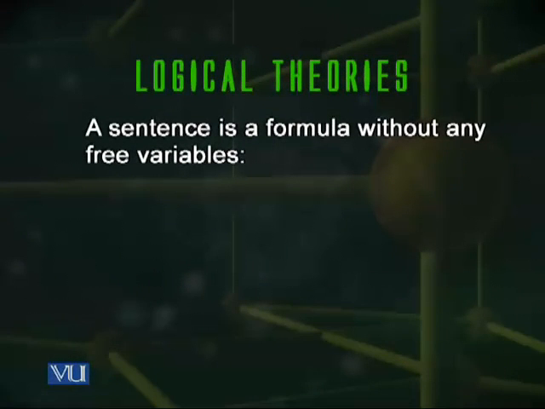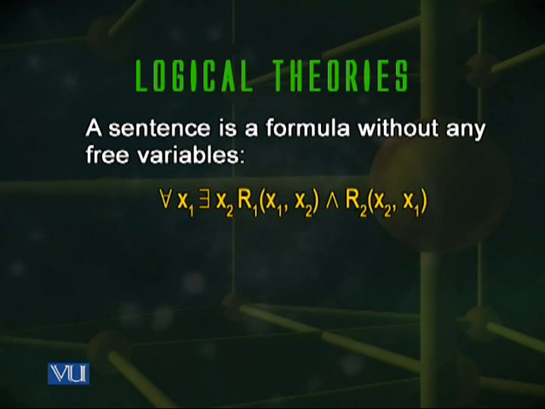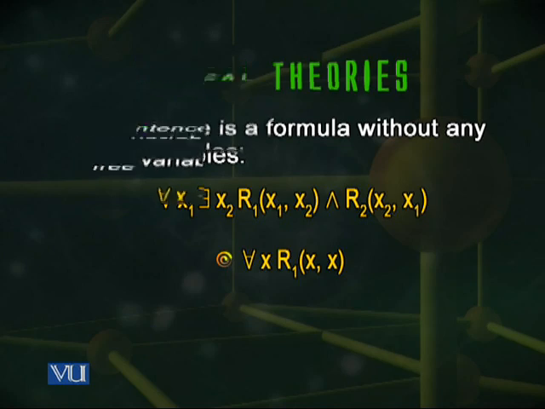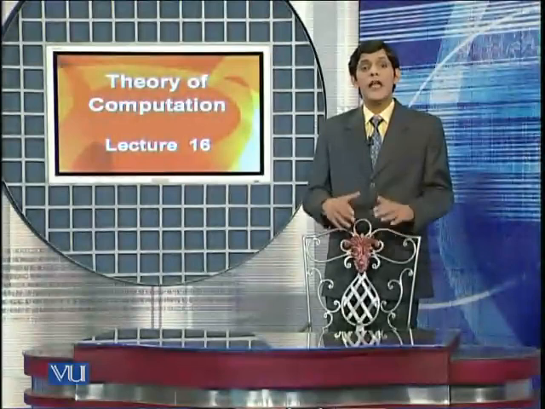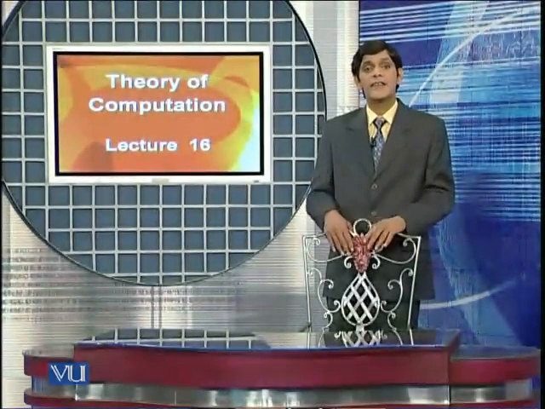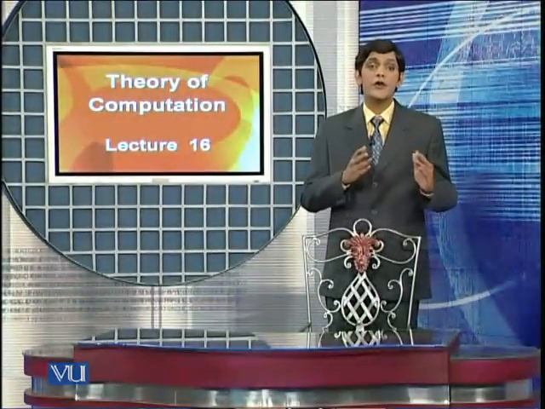A sentence is any formula which has no free variables. Here's an example of a sentence. For all x1, there exists x2, R1 of x1, x2 and R2 of x2, x1. Here's another sentence. For all x, R1 of x, x. A sentence does not have any free variables, and therefore, if we have a model and a sentence, then either that sentence is true in that model or it is false.